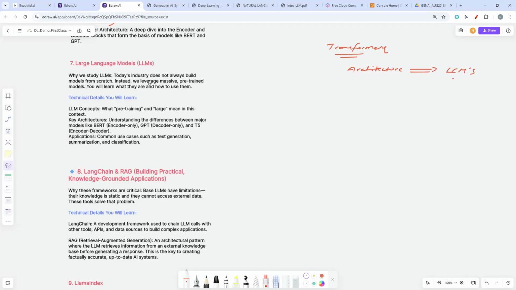LLMs are large language models. Large language models means the ChatGPT applications that you are using. There you select GPT 4o, GPT 5, or Claude, Claude Sonnet 3.5, or Gemini 1.5 Pro, 2.5 Pro. These are all LLMs that you are interacting with every day. Even in ChatGPT, if you open it, you will find different models over there. Each model is an LLM, and ChatGPT is an application. So just have a look at it.